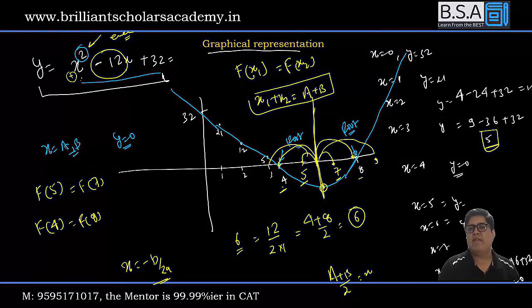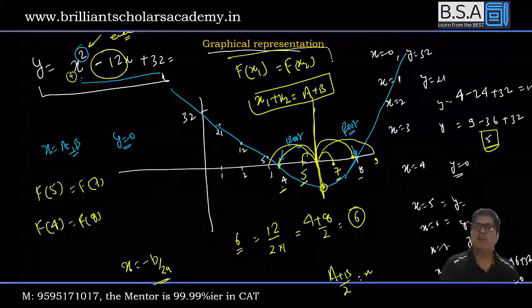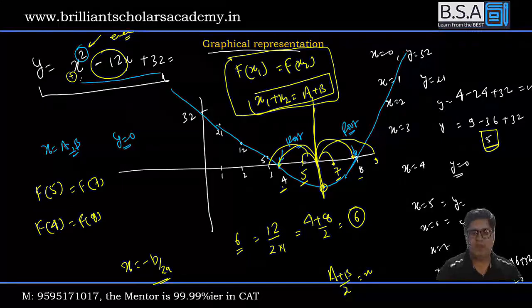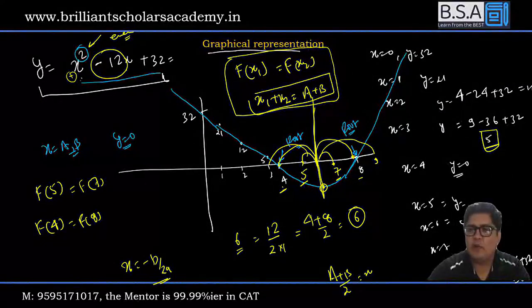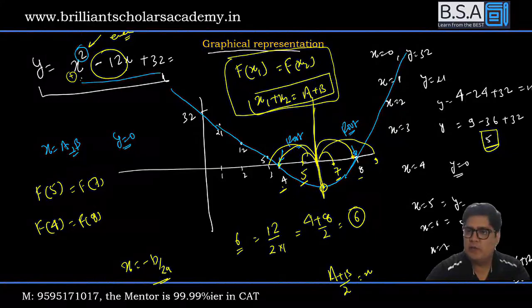If it gives you f of x1 equal to f of x2, you can always say addition of roots is x1 plus x2. It will work on degree 2, degree 4, degree 6, degree 8 equations. I can show you an advanced application of this in CAT 2 years back. Write this down, confirm, done.